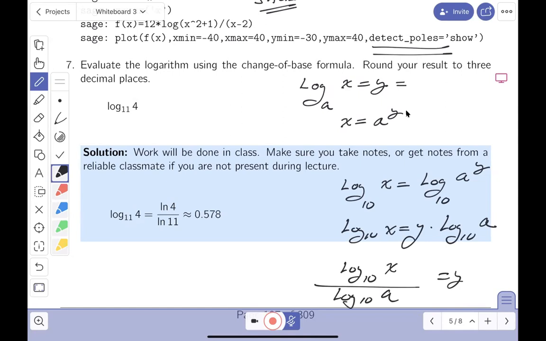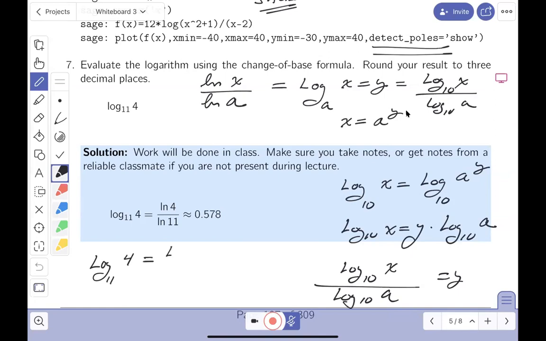I'll write that down for you. So log base 10 of x over log base 10 of a. You could also use natural logs. Why do I use log base 10? Your calculator has it. Why would I use the other log? Well, the calculator also has natural logs. So I could write this as natural log of x over the natural log of a. All right, either one. So let's write this down. So we have log base 11 of 4. Now, most calculators don't have log base 11. So what I would say, you could use log base 10.